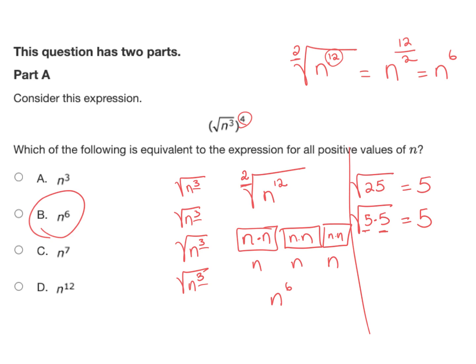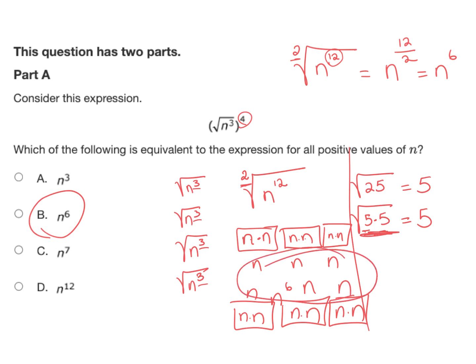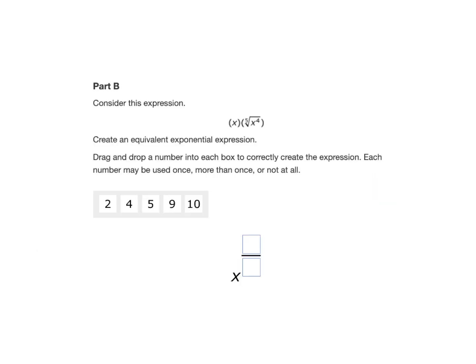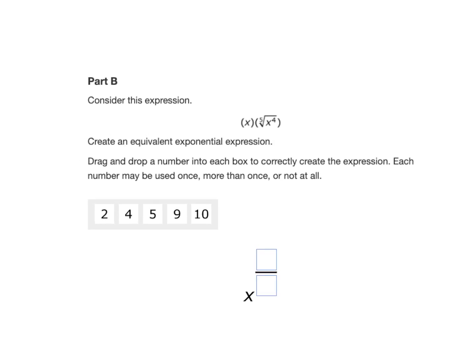Okay, so again, depending on how you want to approach this, you can break it down into groups like I did here, because those are my 12 n's. 2, 4, 6, 8, 10, 12. And every pair of n's, just like here, every pair of 5s gives you a 5. This gives me my 6 n's. Or you can approach it from this fractional exponent. Okay? And then part B expands on this fractional exponent.